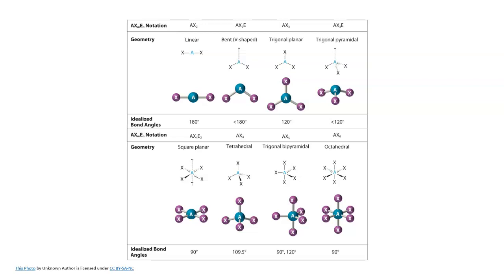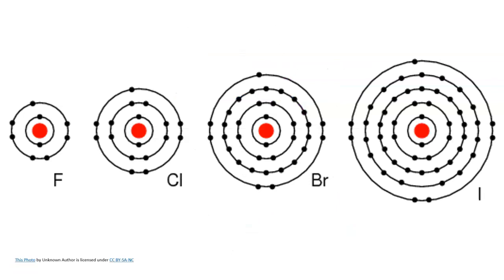First things first, VSEPR's basic principle is that your valence electrons around your central atom stay as far apart as possible to minimize any repulsions. And there are general rules. There's a good bit of them. So let's just talk about it.